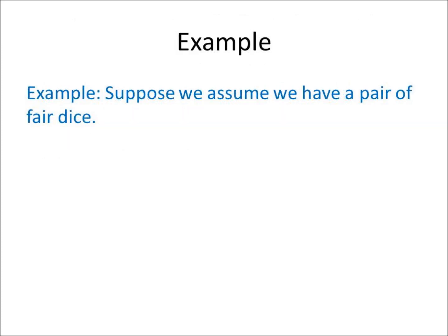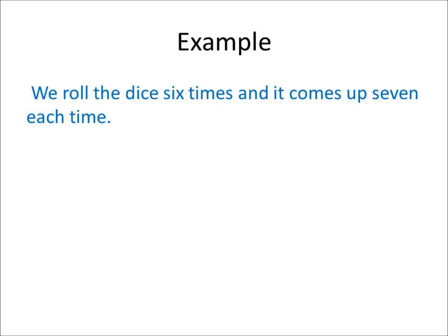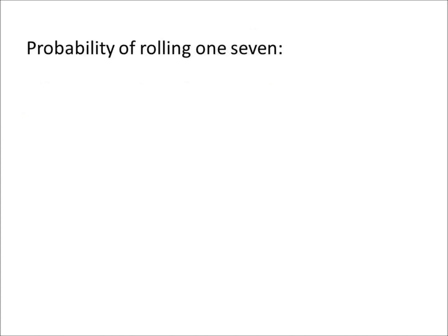Here's an example. Suppose we assume we have a pair of fair dice. This is our assumption. Now suppose we roll the dice 6 times and it comes up 7 each time. This is our observed event. We now need to find the probability of rolling a pair of dice 6 times and having it come up 7 each time. First, we'll find the probability of rolling 1 seven.